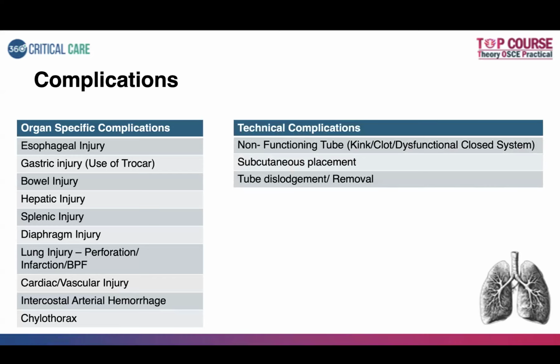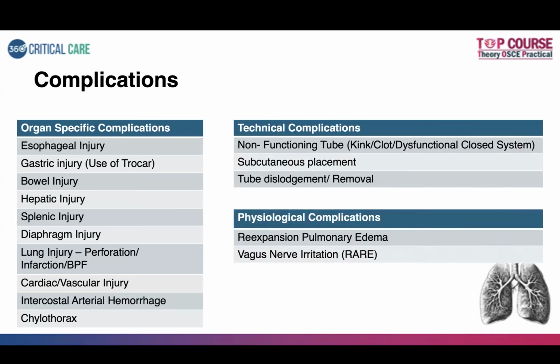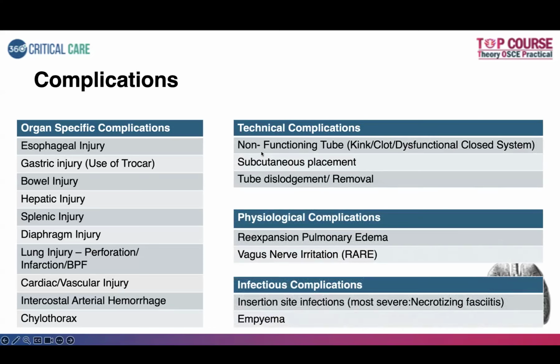Then you have technical complications like non-functioning tubes being clogged or a dysfunctional closed system, subcutaneous placement, tube dislodgement or removal. Then physiological complications like re-expansion pulmonary edema or vagus nerve irritation, which is supposed to be very, very rare. And infectious complications. You can have insertion site infections, with the most severe form manifesting as necrotizing fasciitis, or there can be empyema.